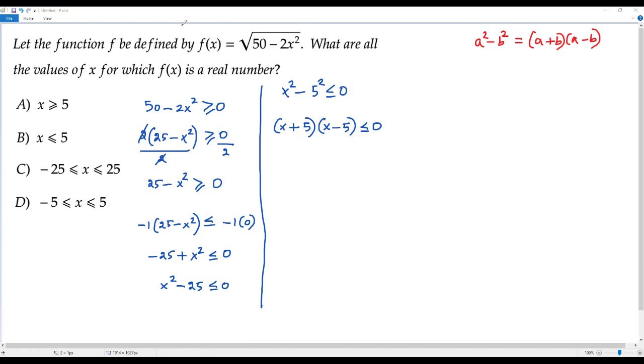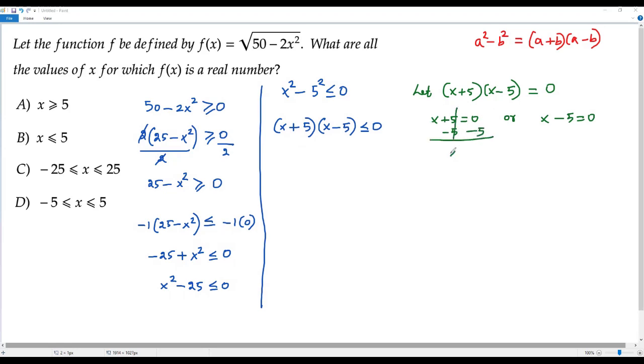Now let me assume this inequality as an equation, that is x plus 5 times x minus 5 equals 0. That is just my assumption. Here the product of two binomials is equal to 0, so the first one must be 0, or the second one must be 0, or both of them may be 0, so that the product can be equal to 0. If the first one is 0, we get the equation x plus 5 equals 0. If the second one is 0, we get x minus 5 equals 0. Now let's solve for x in these equations. For that, we have to subtract 5 from both sides of this equation.